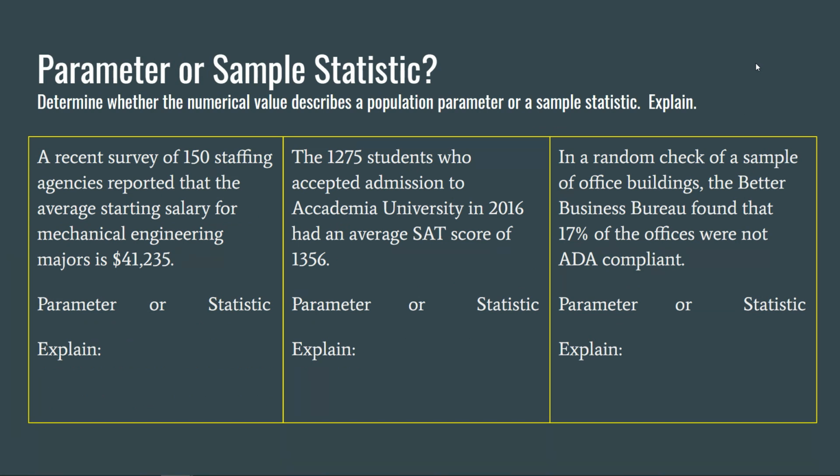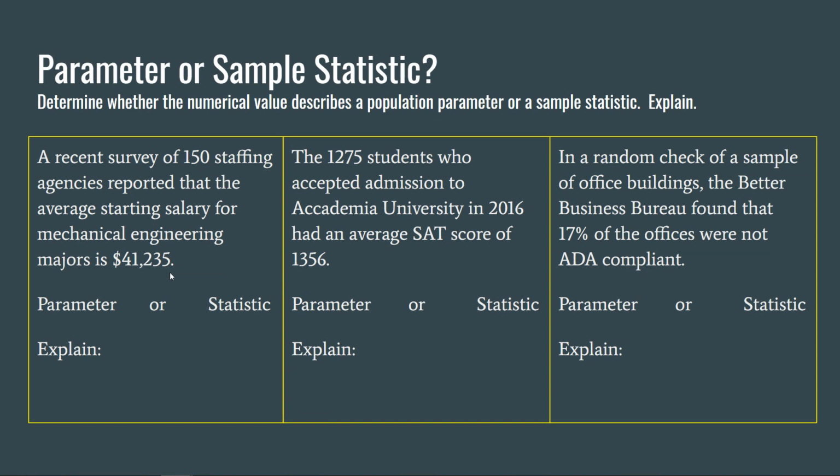And then finally, I want you to identify, is this a parameter or a statistic being described? Okay? And then explain your reasoning. So a recent survey of 150 staffing agencies reported that the average starting salary for the mechanical engineering majors is $41,235. Again, are they talking about all the staffing agencies in the entire world, United States? They didn't really specify there, did they?